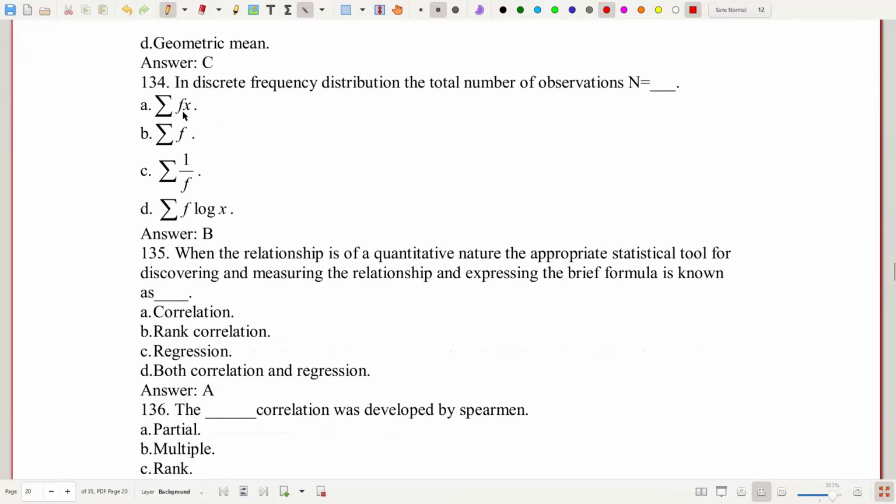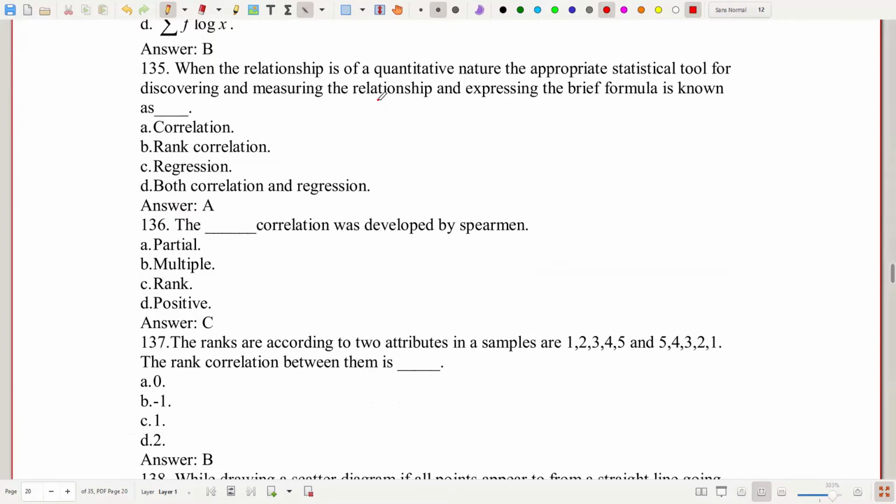Next question, in discrete frequency distribution, the total number of observations n is equal to the summation of f. When the relationship is of a quantitative nature, the appropriate statistical tool for discovering and measuring the relationship and expressing the brief formula is known as the correlation.